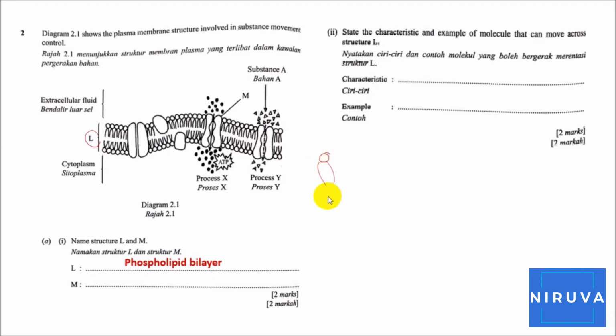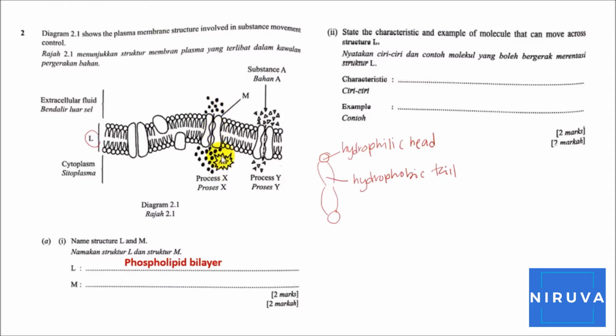And then if we look at the detailed structure of the phospholipid bilayer, we have what we call the hydrophilic head, meaning that this is water loving, and the hydrophobic tail, meaning that it is not water friendly. So that's why it stays on the inside of the membrane.